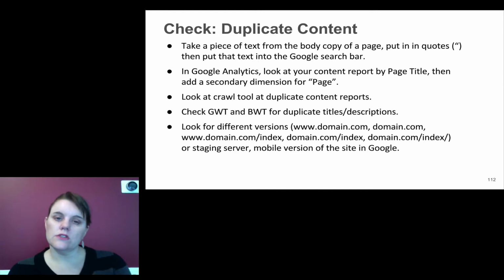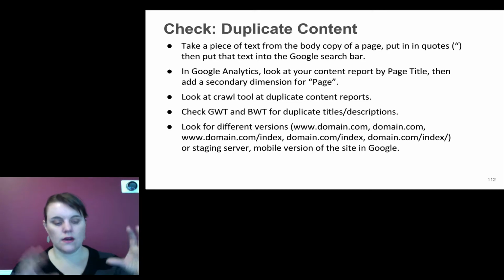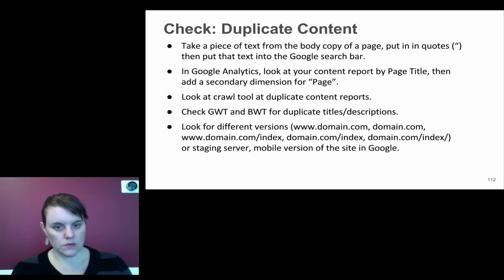In Google Analytics, you can actually look at the content report by page title and then flip to a secondary dimension that's by page, and that will show you multiple pages with the same page title. If you think somebody's stolen your content, you can take a chunk of the text, put it in quotes, stick it in Google search, and just see what comes up there.